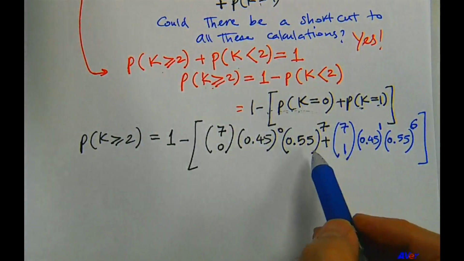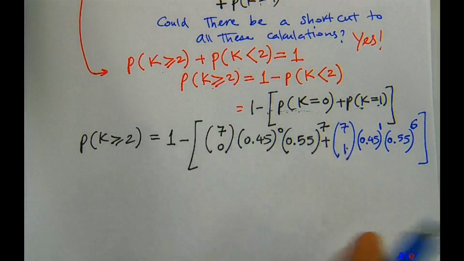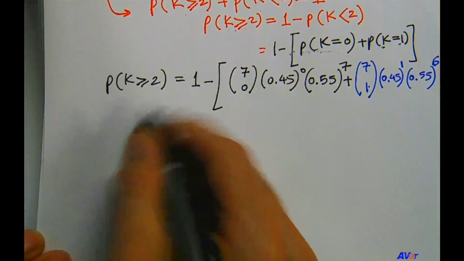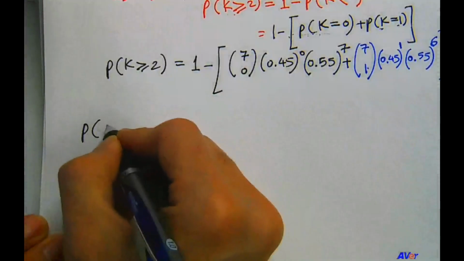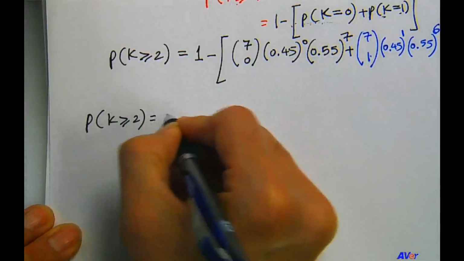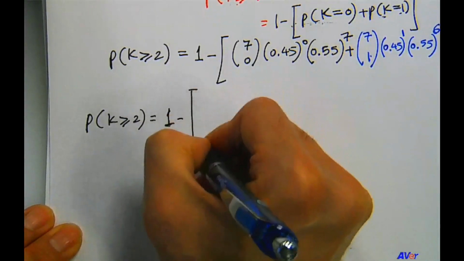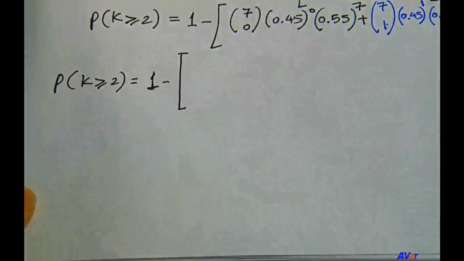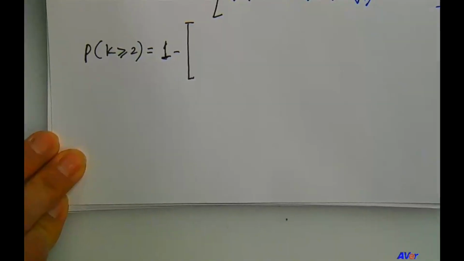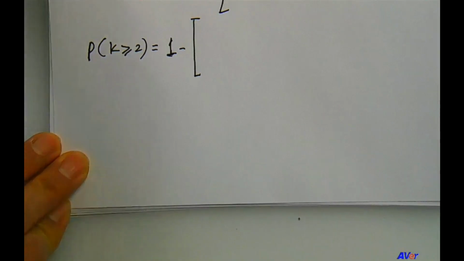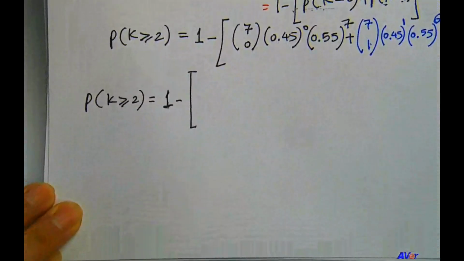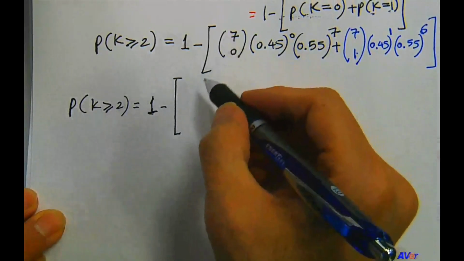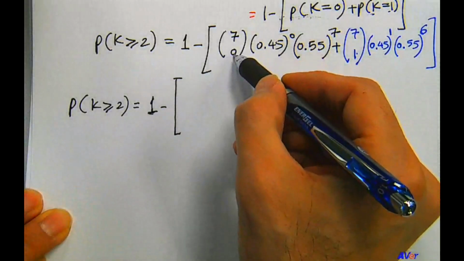So instead of 6 calculations, we have only 2, and then we can subtract from 1. Okay, so let's write this out. The probability of k greater than or equal to 2 is equal to 1 minus 7 choose 0, it's 1. You can calculate this. Oops, the lens just dropped, so let me fix this. Okay, we're back. 7 choose 0 is 1.